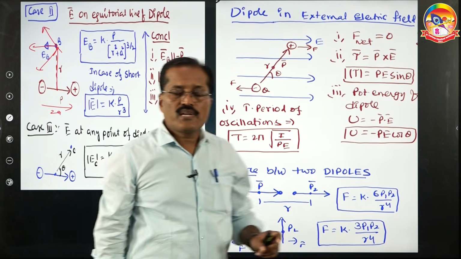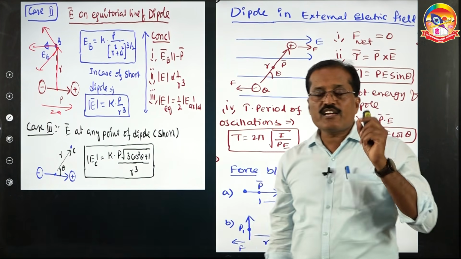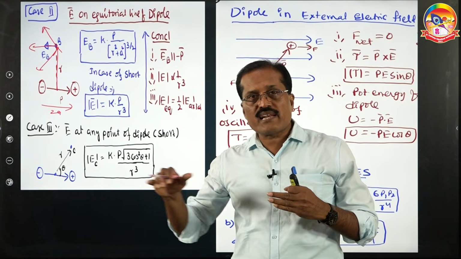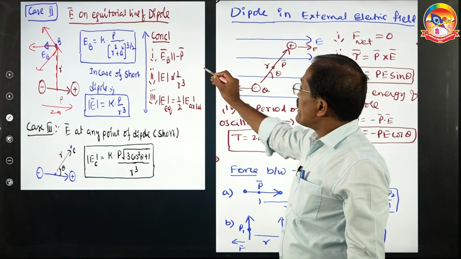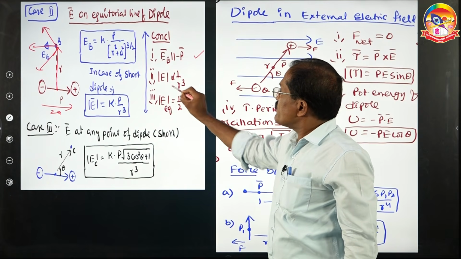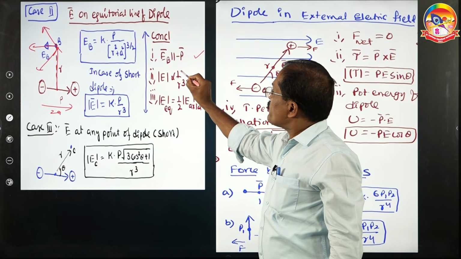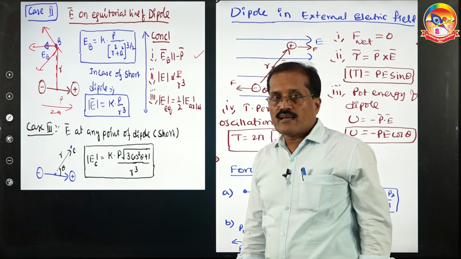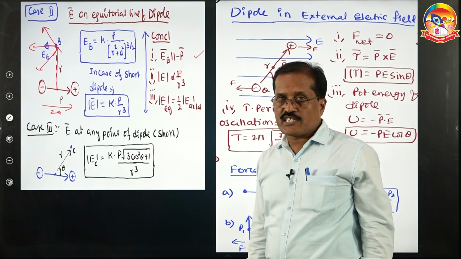Again, here is also the intensity at a point on the equatorial line, opposite to the dipole moment. On the axial line it is parallel to the dipole moment, and here anti-parallel. Here E is inversely proportional to R cube and directly proportional to P, and E equatorial will be half of the E axial in magnitude.